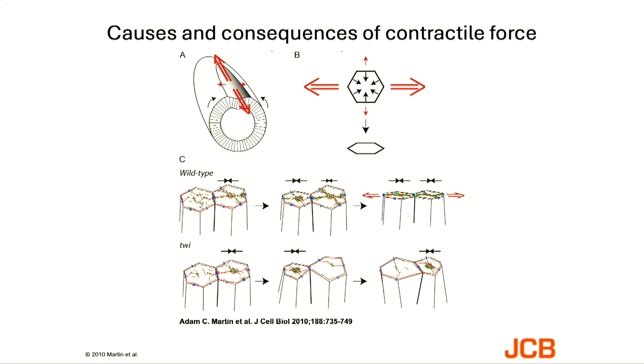And this is mediated by twist and snail. Snail is very important for initiation of the pulses. And twist is important for stabilization of the pulses. Twist is also important for transmission of the force along the entire tissue.